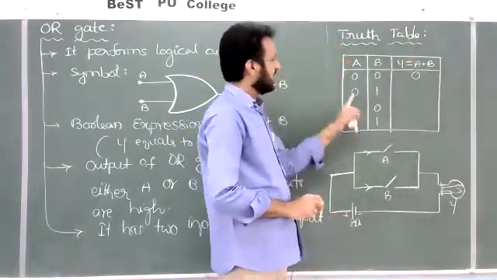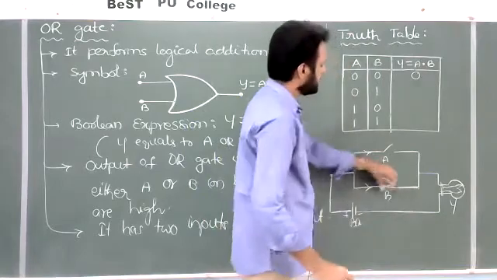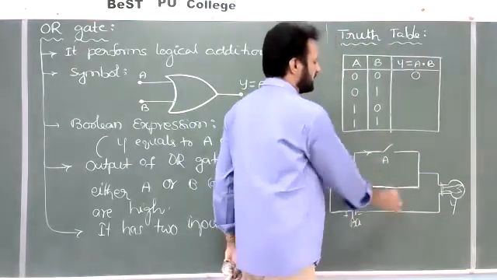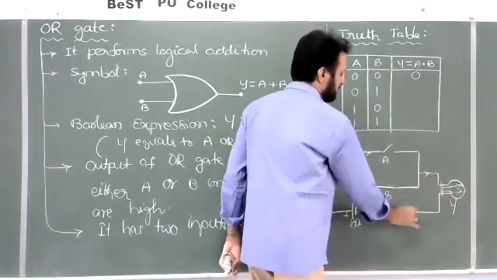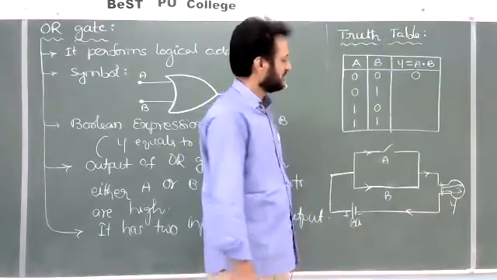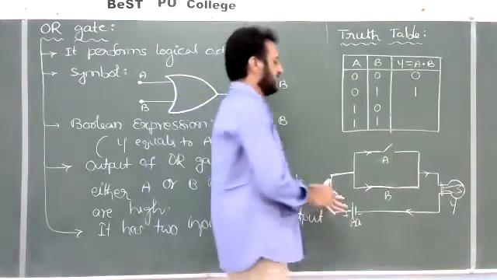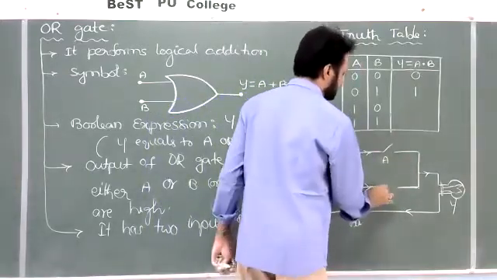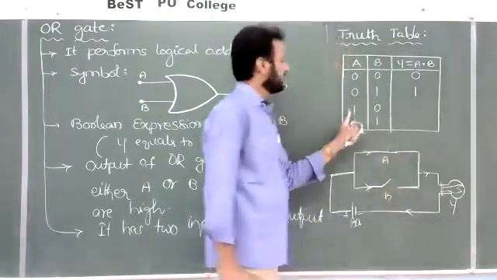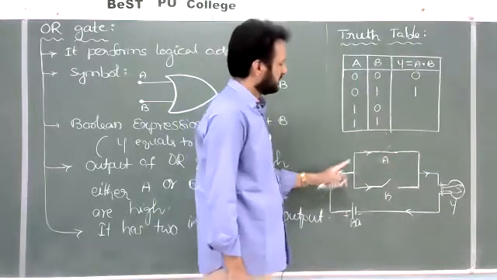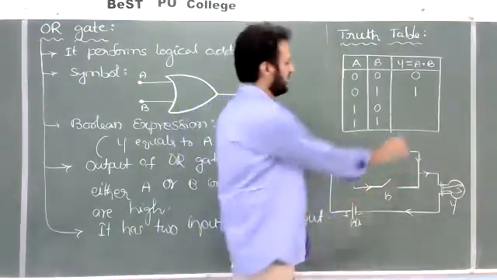Now A is opened, but the switch B is closed. Check here. Switch B is closed, so what will happen? B will allow the current, and the current passes along this direction and is supplied to the bulb, and the bulb is in on condition. So we should write 1. That is the second case. Now the third case, switch B is opened but A is closed. A is equal to 1 but B equal to 0, but through A the current will flow along this path, and so the bulb is again in on condition. So you should write 1.